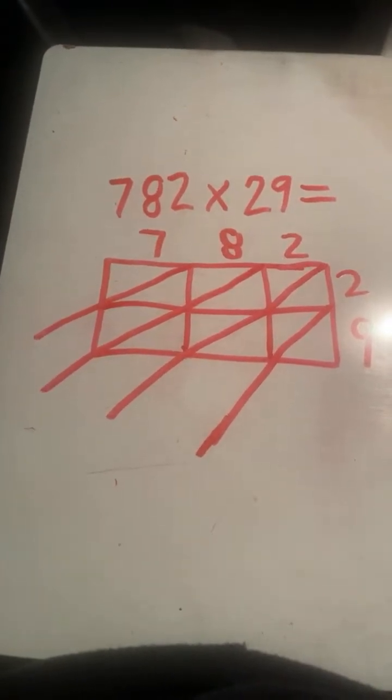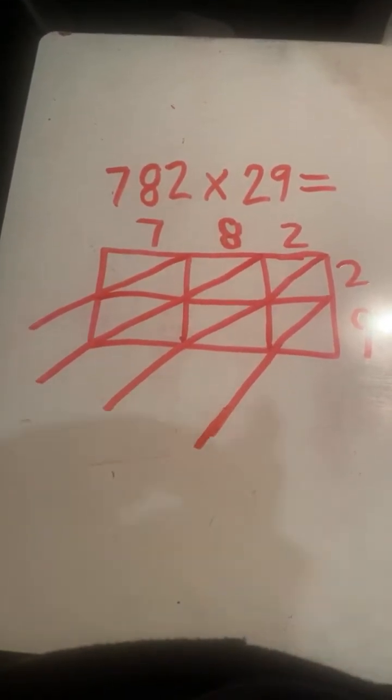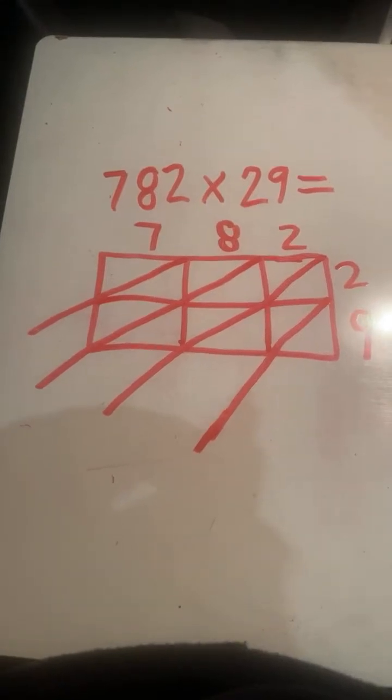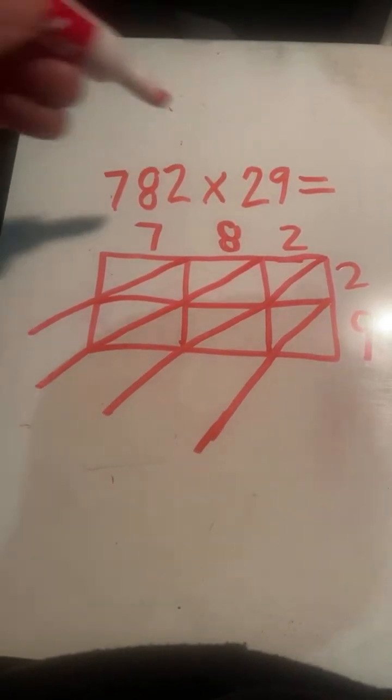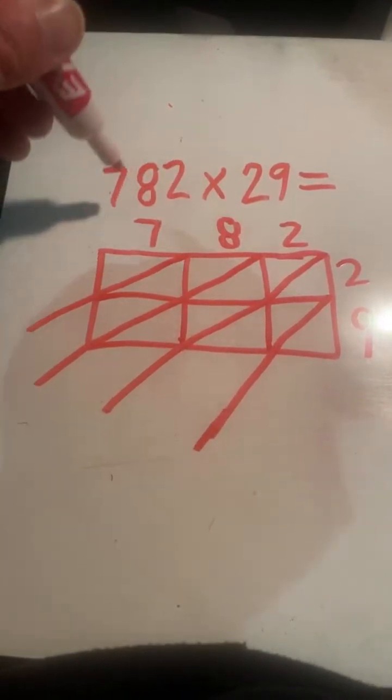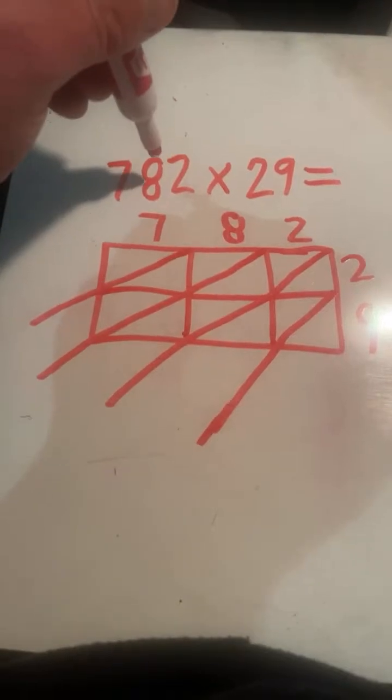So each of the digits within the problem get a separate box. So we have a 3-digit number, so we have a box for each of the 3 digits in the 3-digit number, and then a box for each of the 2 digits in the 2-digit number.